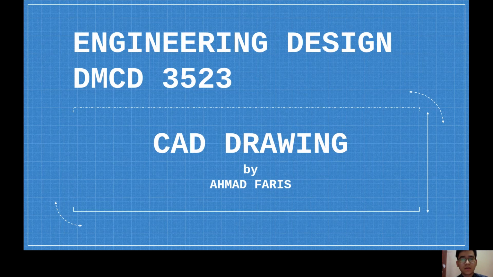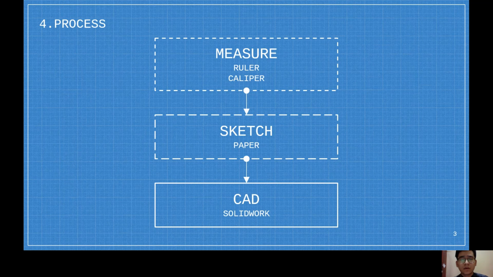My name is Ahmad Faris, and right now I am going to talk about the CAD drawing section. First, we measured each part from the actual product using a ruler and caliper. Then, we sketched the actual product on paper and put on all the dimensions that we took before, so it will be a guide for us to draw it on CAD. Lastly, we draw the product on CAD using SolidWorks.